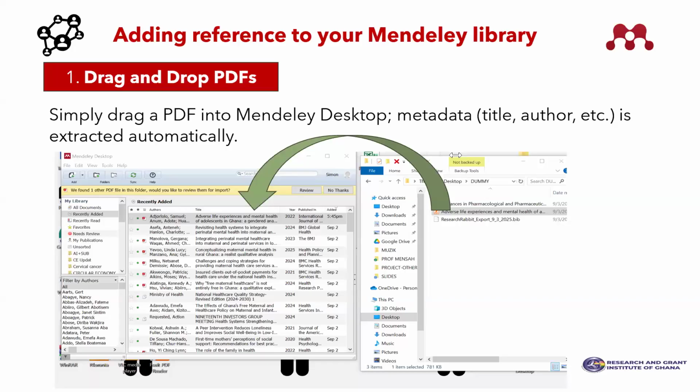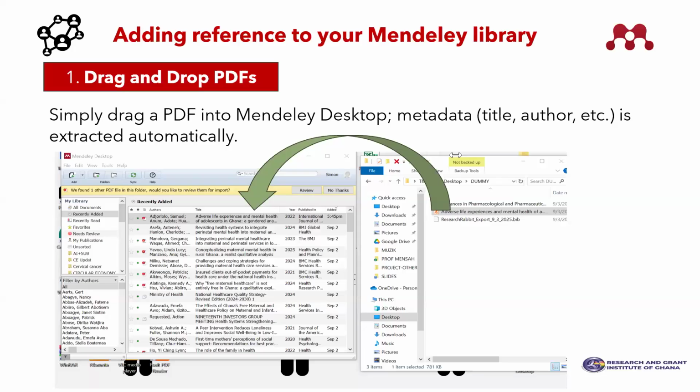Okay, thank you very much. Automatically it should extract if your paper is, or mostly articles from good journals should have the author, year of publication, and the title of the paper.